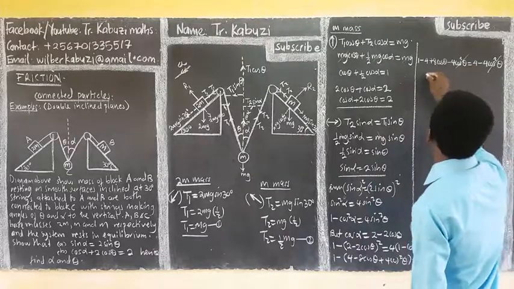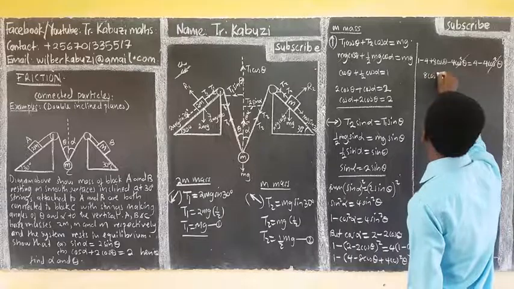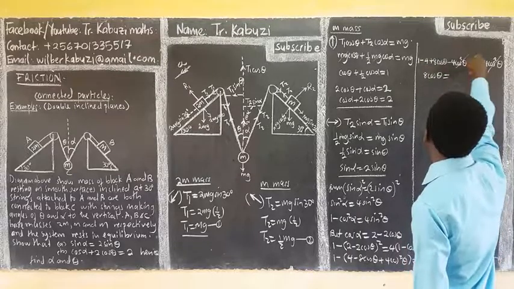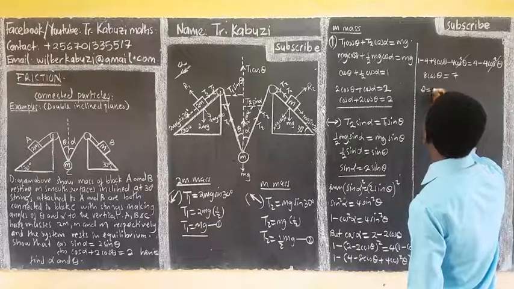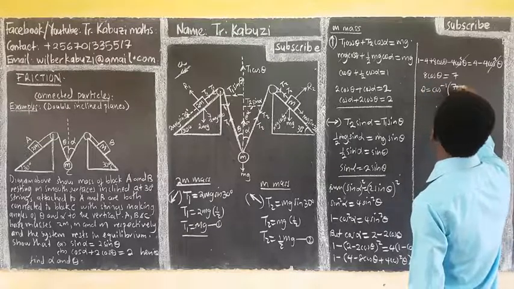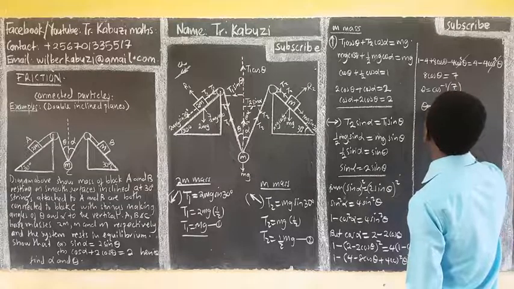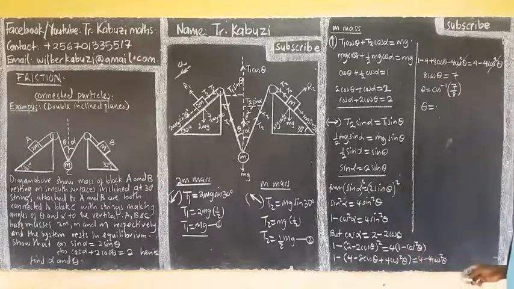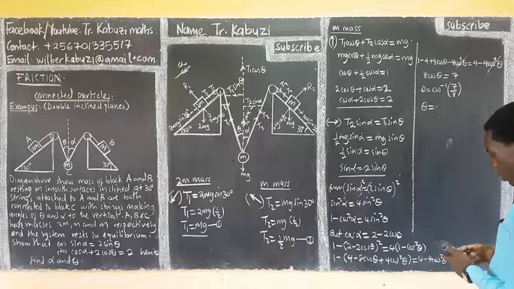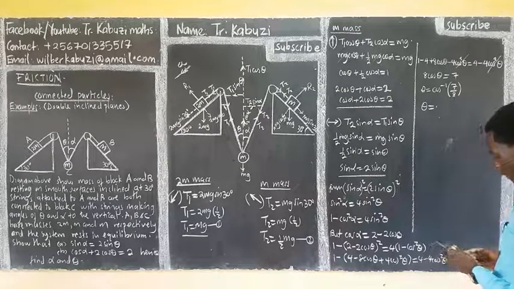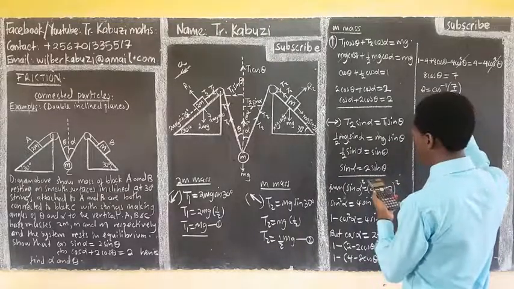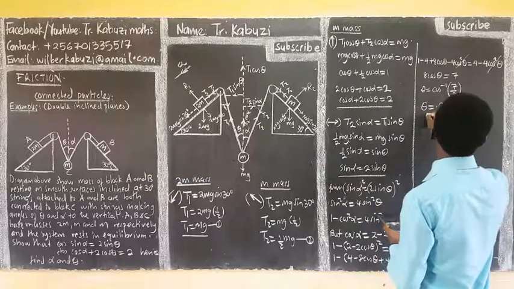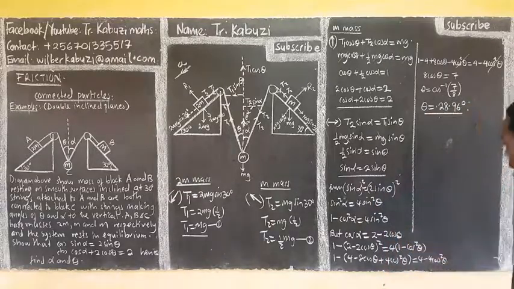When I take it this side, I have 8 cos theta equaling negative 3, take this side, comes 7. And so our theta will be cos inverse of 7 over 8. And so my theta is going to be, I'm getting 28.96 degrees.